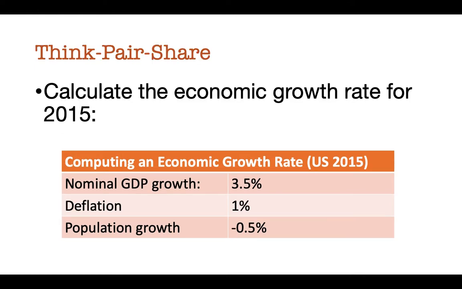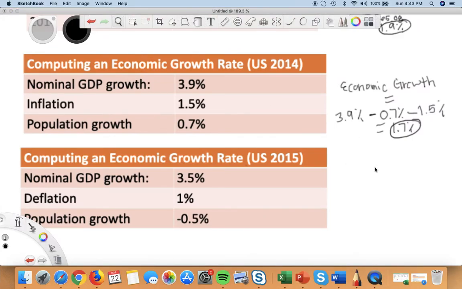So this one, I urge you to read carefully. It's not quite as simple as it looks. So again, same table on this side. We're going to start with our nominal GDP. This time it's 3.5% for 2015.